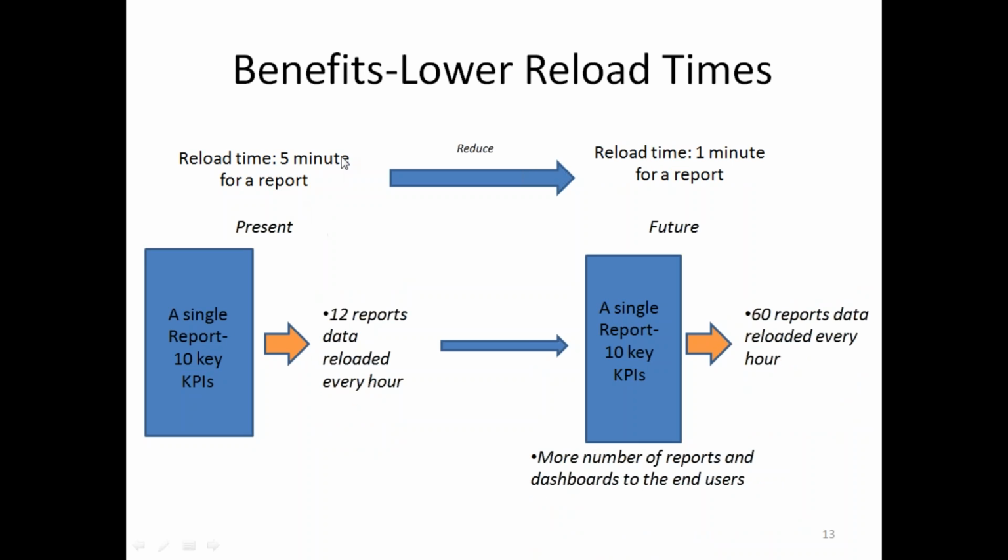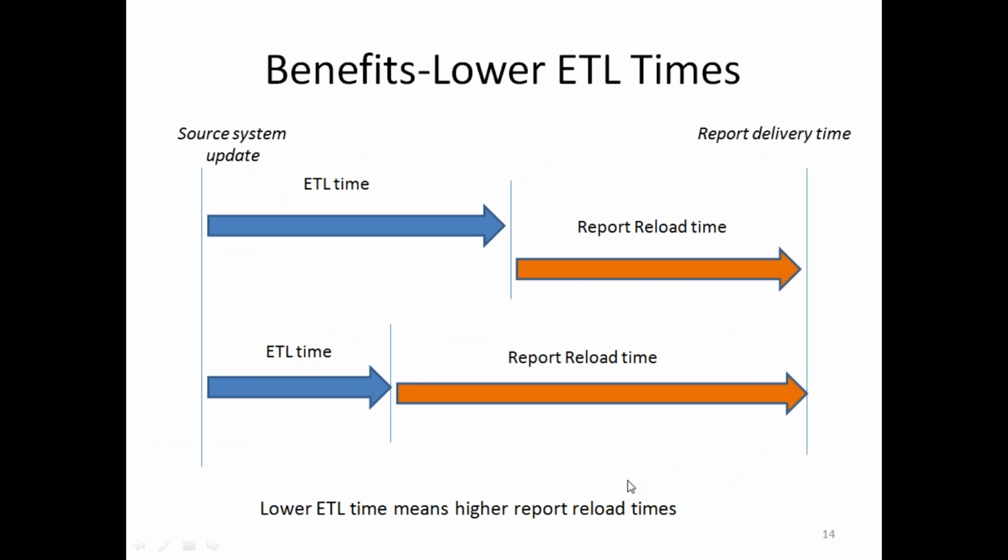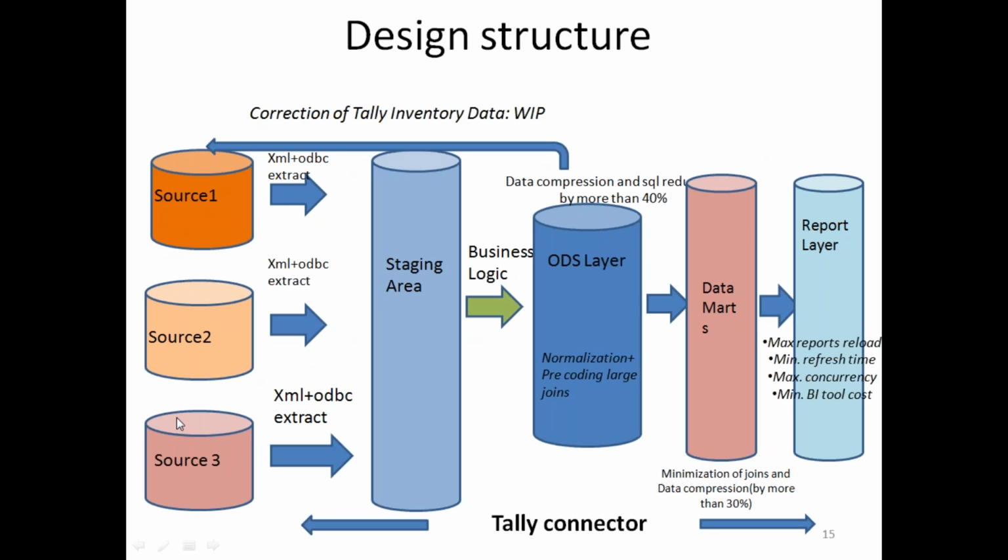Lower reload times: if a report is taking 5 minutes to reload, there are 12 reports reloaded every hour. If it's taking 1 minute to refresh, then 60 reports are reloaded every hour. Lower ETL time means I've got more time for report reload time, and lower ETL time also means lower chances of error.